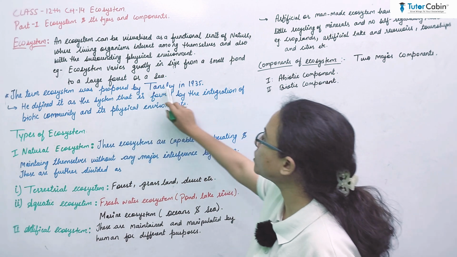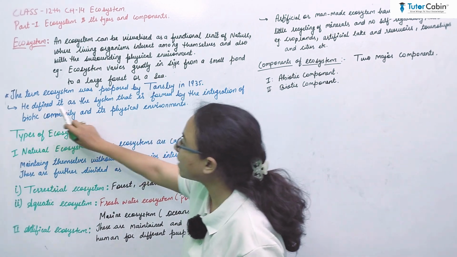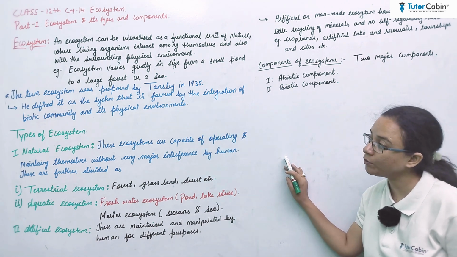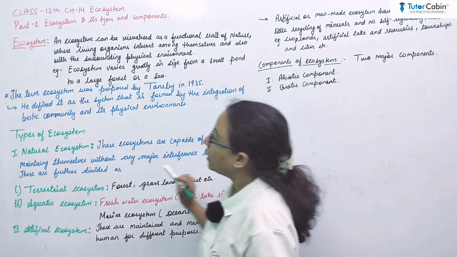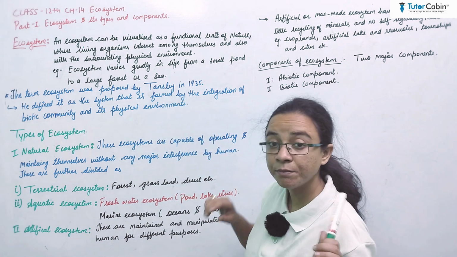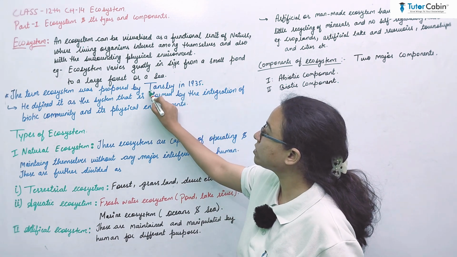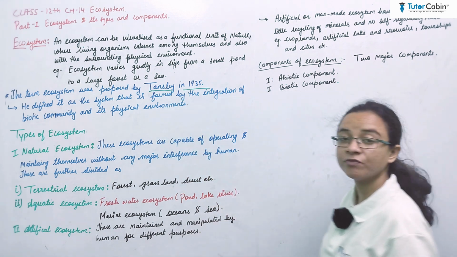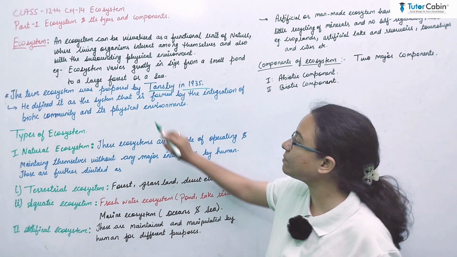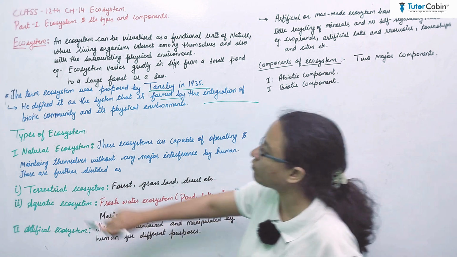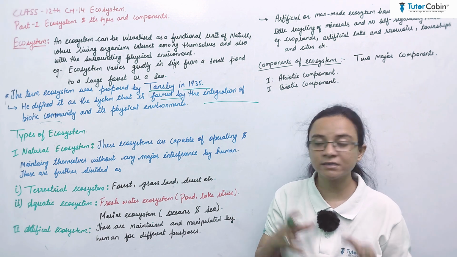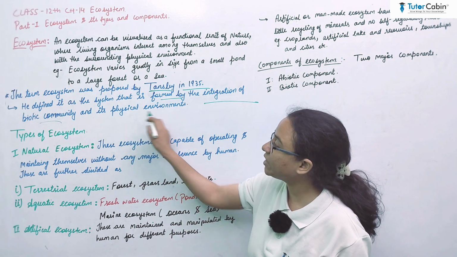The term ecosystem was proposed by Tansley in 1935. He defined it as the system that is formed by the integration of biotic community and its physical environment. This is an important thing: who proposed the term ecosystem. So Tansley, in 1935, proposed the term. The system formed by the integration of the biotic community and its physical environment is called an ecosystem.